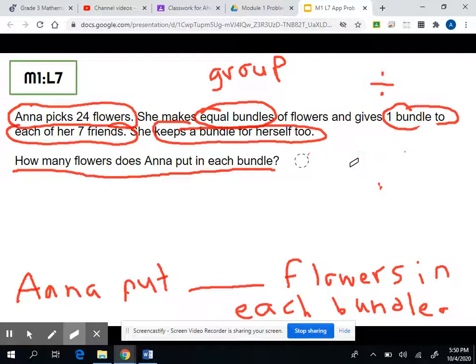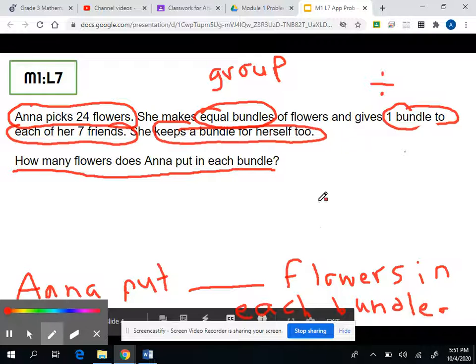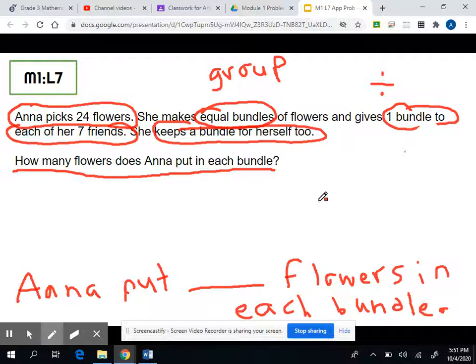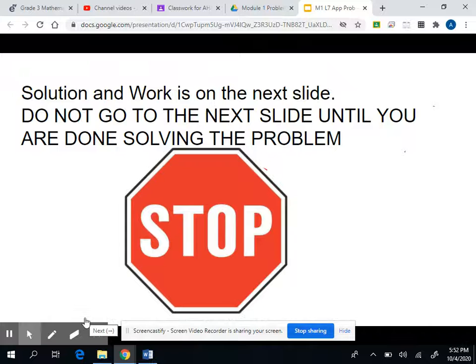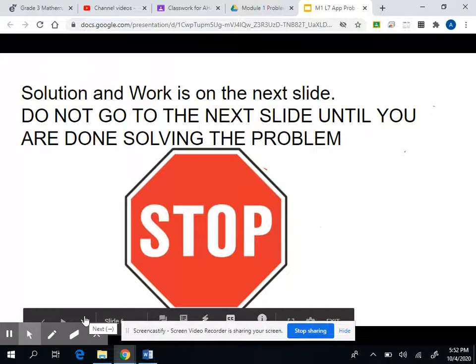That's very important. That's why it's important to read the problem more than once, because I didn't catch it the first time. So we are going to solve 24 split into 8 equal groups, because we need to know how many in each bundle, how many in one group or bundle. Okay? Okay, so now that we know that there's 24 flowers and we're splitting them into 8 equal groups to find how many go in each group, I'm going to show you the solution here.